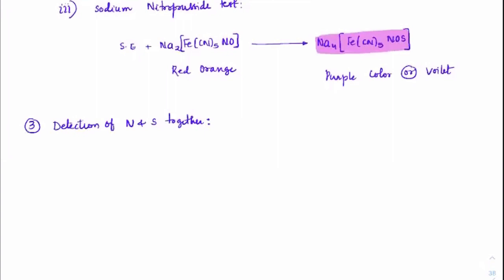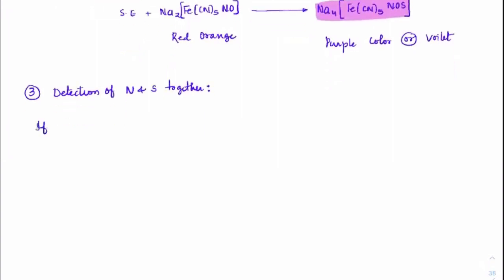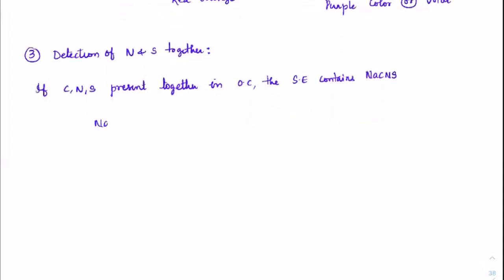If they are both present together, how do we detect it? Imagine we have carbon, nitrogen, and sulfur present together in an organic compound. The sodium extract will contain NaCNS. This is what you will have. So this NaCNS, which is the sodium extract, if you treat it with FeCl3, it would form Fe(SCN)3. Got it?